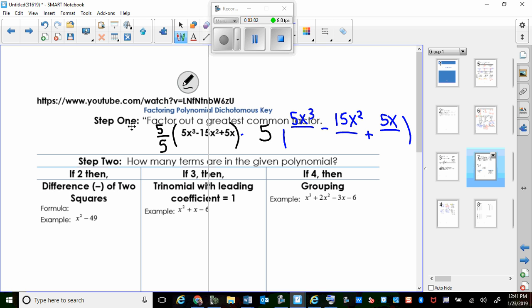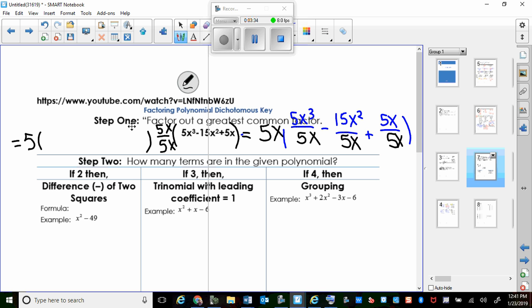So 5 out here, and I divide each term by 5, right? Simplified, I'm going to write my answer over here. This equals 5 parentheses. I'm not finished. Now the other part of my GCF is the smallest variable here. That's going to be x on the top, x on the bottom, so I divide that out of both terms.